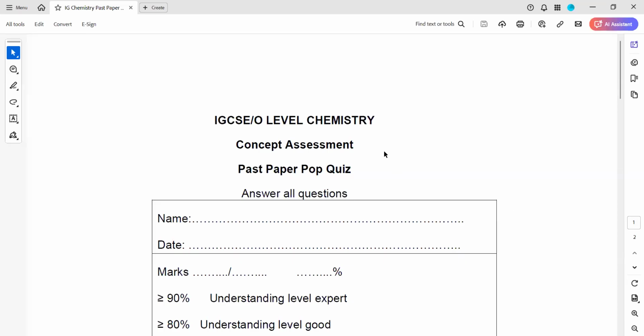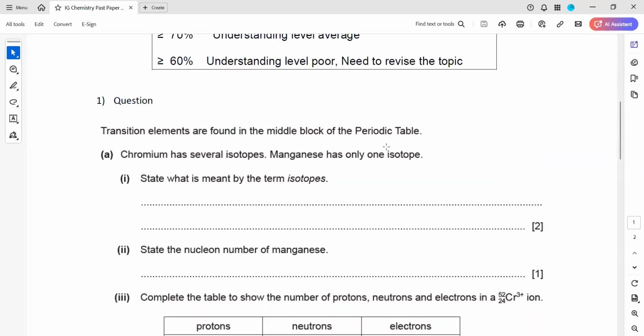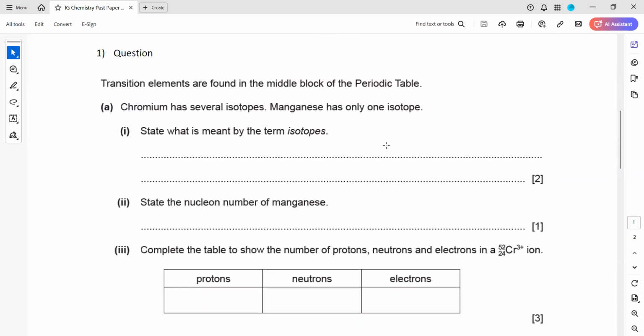This was last week's pop quiz 6 past paper. Question 1: Transition elements are found in the middle block of the periodic table. Chromium has several isotopes, manganese has only one isotope. What is meant by the term isotopes? How do we define the term isotope?